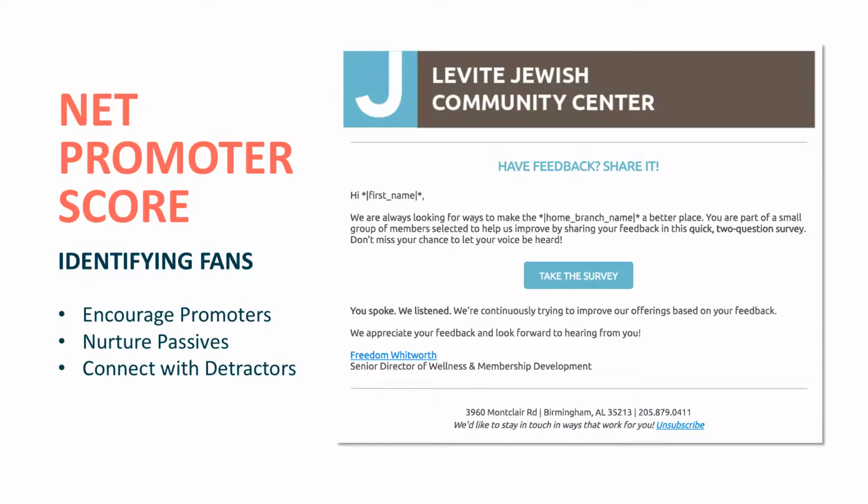Anyone who ranks you a 9 or above is a promoter, so they're highly likely to recommend your organization or your programs. The detractors are anyone below 6, so that's anyone who says, I'm not as likely to recommend. And anyone between 6 and 9 is a passive, someone in the middle. So starting with this survey is a great thing to do, because you're identifying who your fans are.